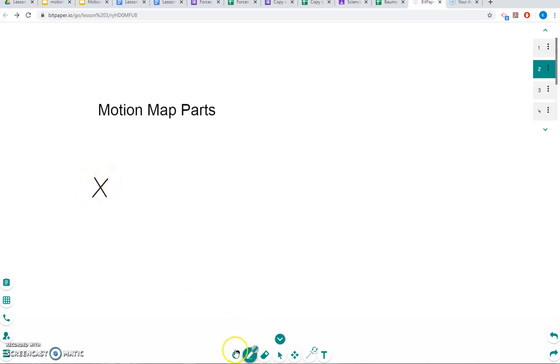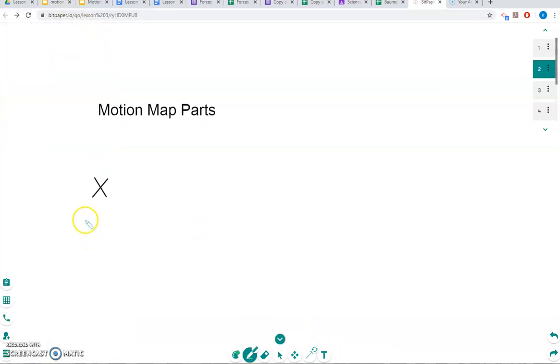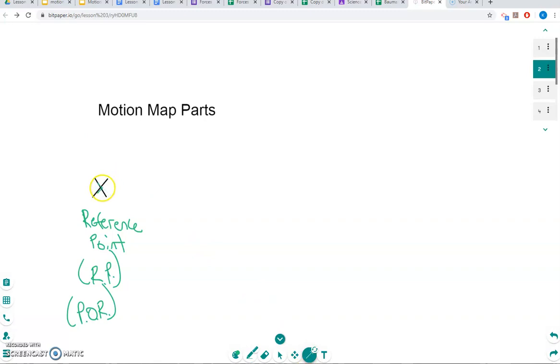Okay, so this X right here, this is actually what we're going to call our reference point. So this is going to be what we label as the reference point. You might notice that I'm going to call it the RP, or you could call it the POR, point of reference. Either way is fine, doesn't matter. Okay, so that X just indicates some point of reference. We're just saying that the motion is going to happen relative to that point. That's all it is.